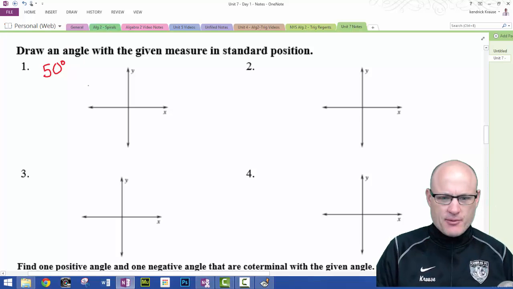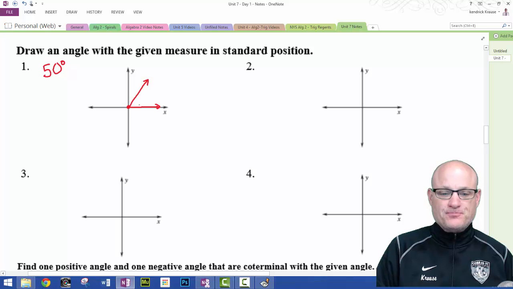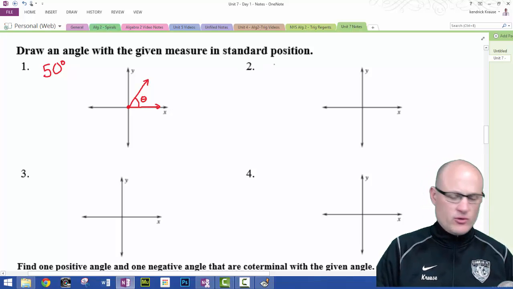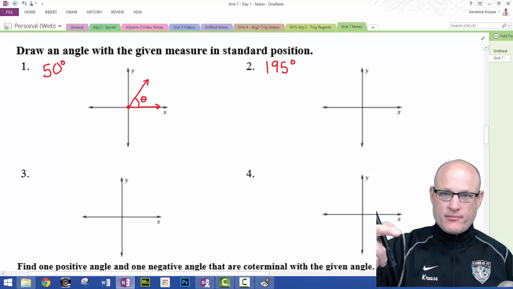All right, don't forget you must draw in the initial side and you must draw in the terminal side. And there is your angle, theta. Woo-hoo. All right, next angle. How about we do 195 degrees. Hit pause now.